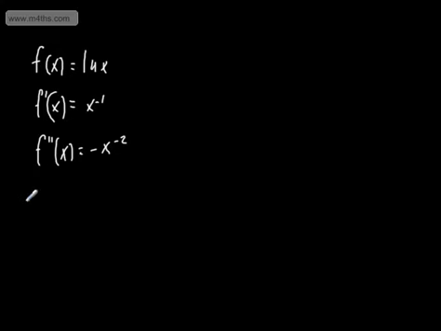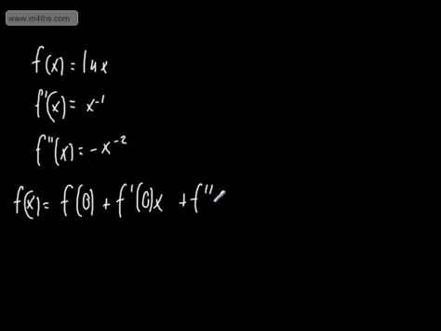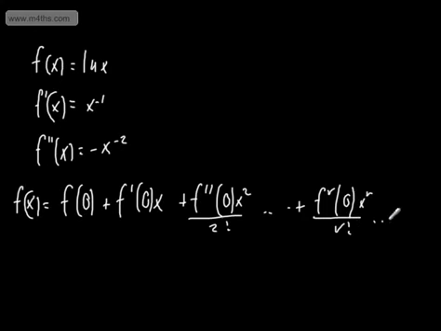Let's just consider the Maclaurin expansion. It's given as f of x is equal to f of 0 plus f dashed of 0 multiplied by x plus f double dashed of 0 multiplied by x squared over 2 factorial. Then we go on, and then we'll have the rth derivative at 0 multiplied by x to the r over r factorial, and so on and so forth.